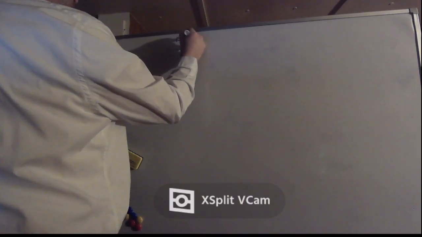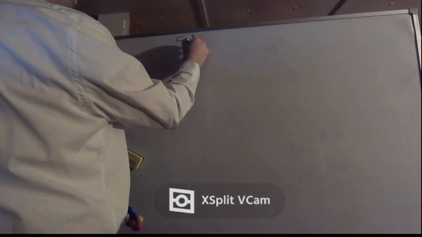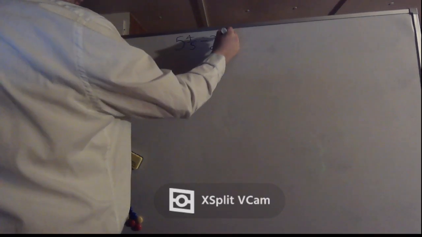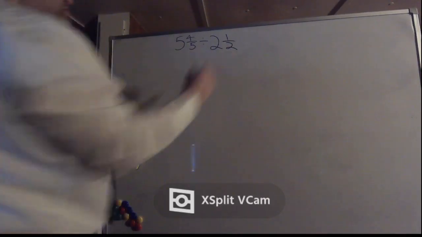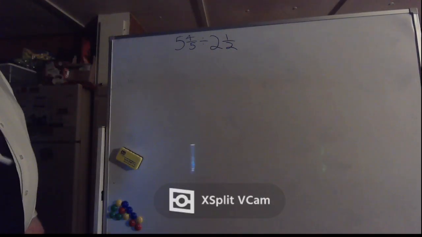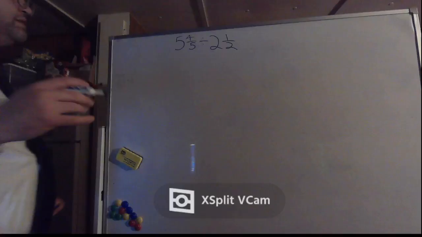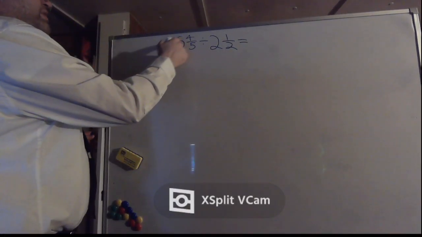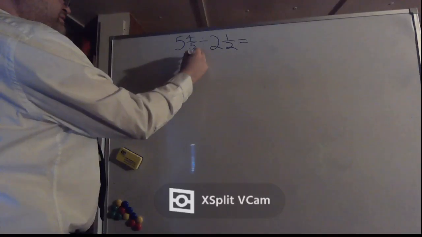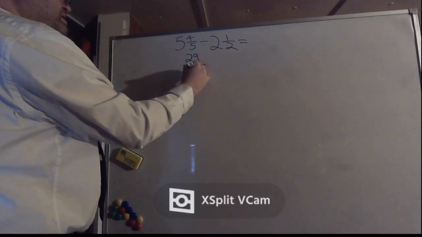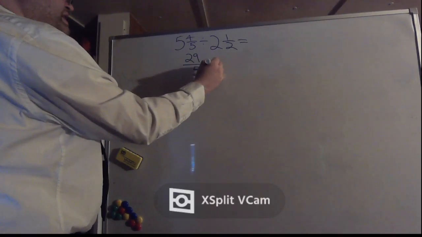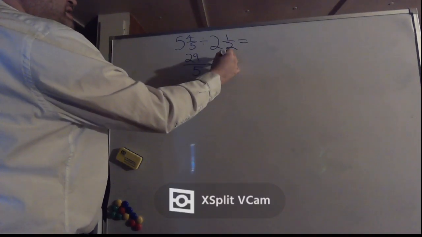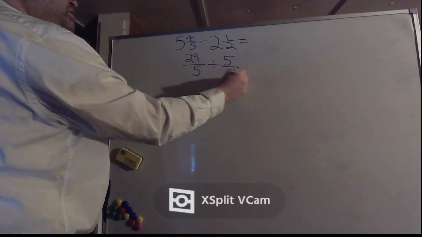We have 5 4/5 divided by 2 1/2. So 5 4/5 divided by 2 1/2. Again, convert to an improper fraction. So 5 times 5 is 25 plus 4, so that's 29/5. 29/5 divided by, alright, 2 times 2 is 4 plus 1 is 5, divided by 5 over 2.